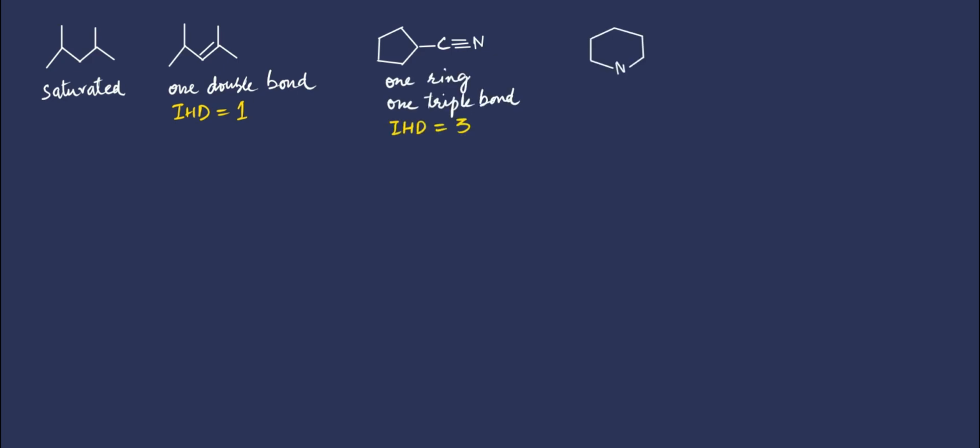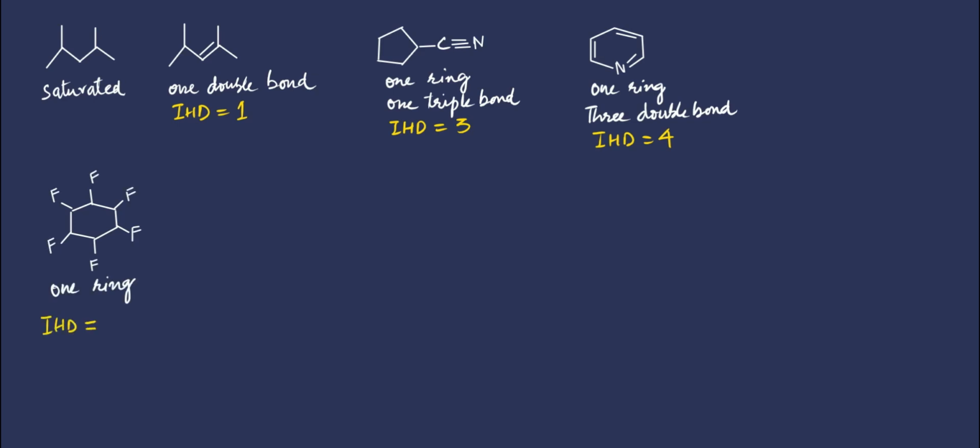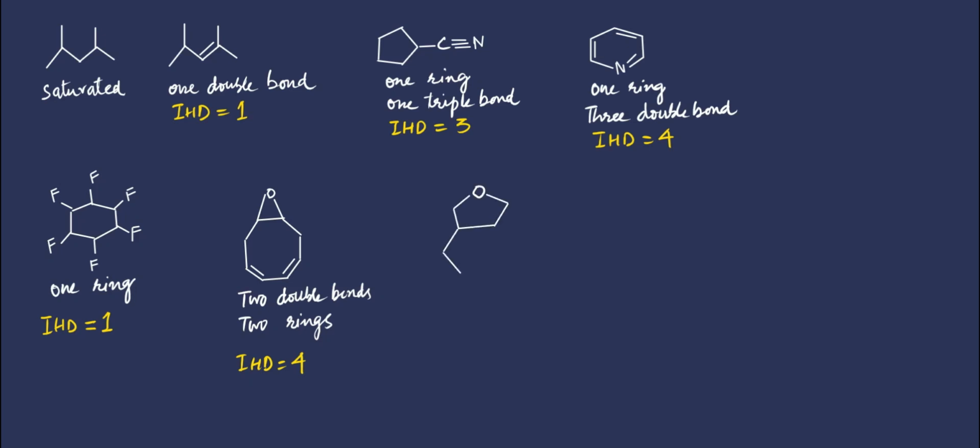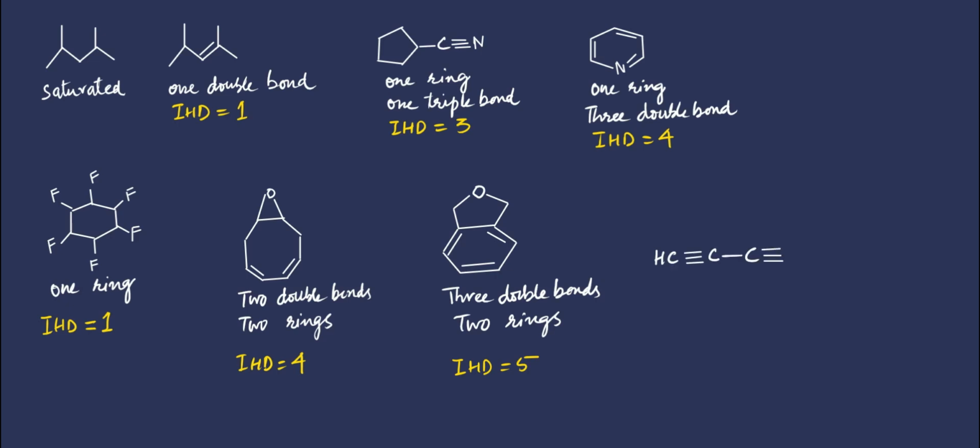This pyridine molecule has 1 ring and 3 double bonds, hence IHD is equal to 4. This structure has 1 ring, and hence IHD is equal to 1. Notice that fluorine takes the place of hydrogen and hence doesn't affect the IHD. This structure has 2 double bonds and 2 rings, hence IHD is equal to 4. This structure has 3 double bonds and 2 rings, hence IHD is equal to 5. This structure has 2 triple bonds and 1 double bond, hence IHD is equal to 5.